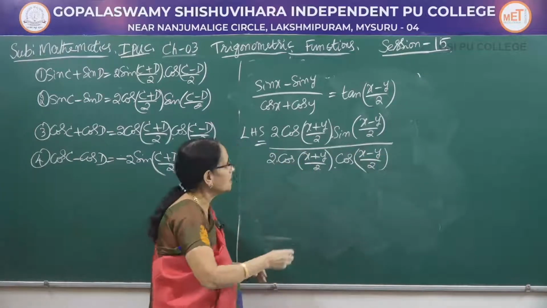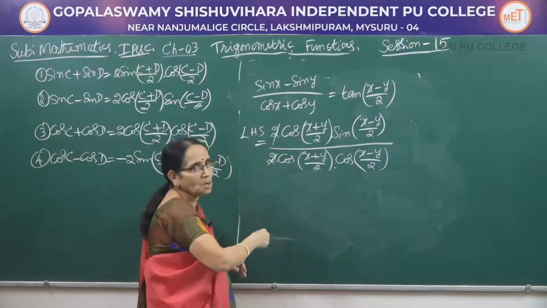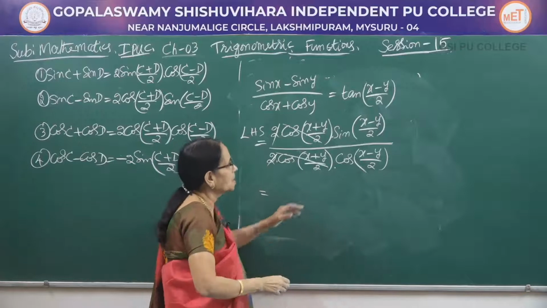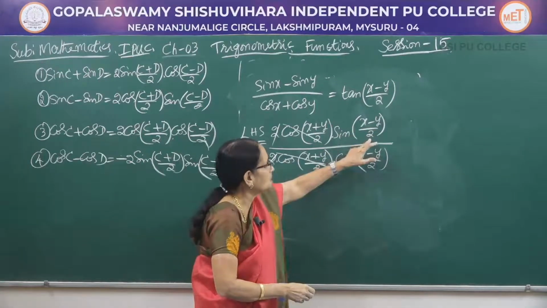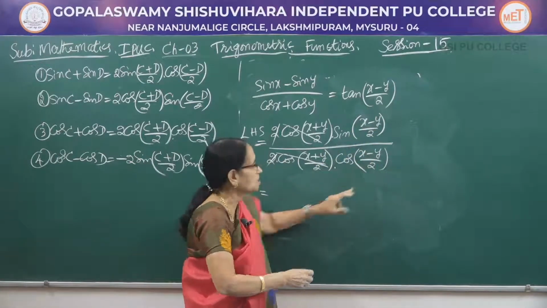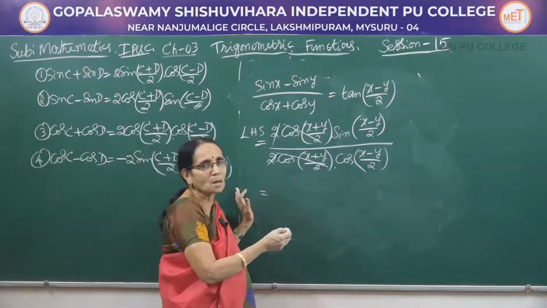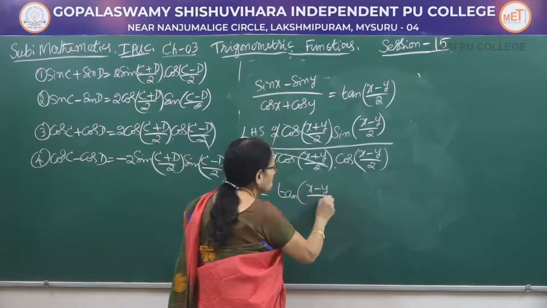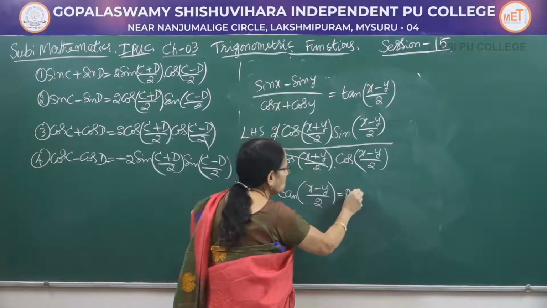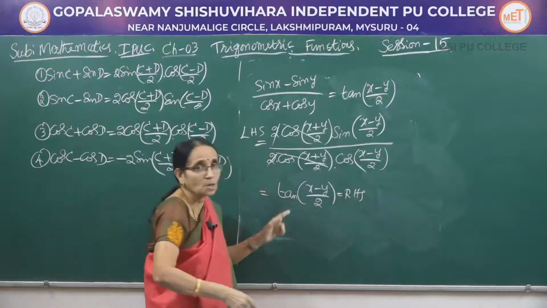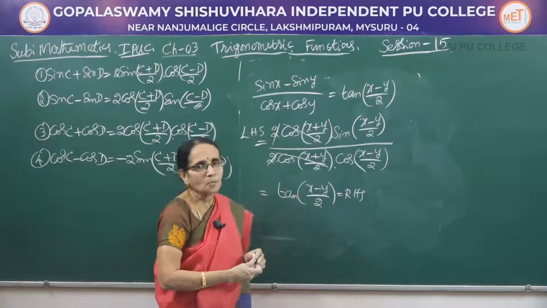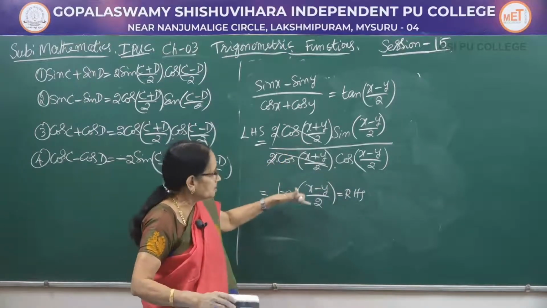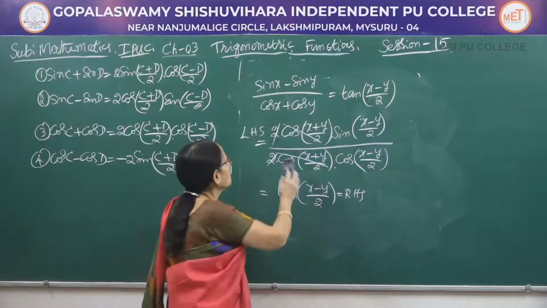So here also directly you can do the cancellation. 2 can be cancelled, same angle, same ratio you can cancel, and here sin (x minus y) by 2 divided by cos (x minus y) by 2, as you know that sin theta by cos theta is tan theta. So directly we are getting the result tan of (x minus y) by 2, which is the right hand side. Even this problem you can expect for a 2 mark question, 1 mark for the application of the formula, the second one for the simplification part.